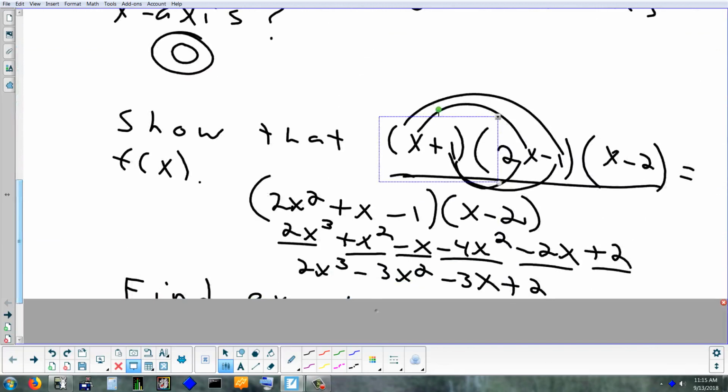Okay. Why would you want to write it in parentheses like that, though? Does anyone know?